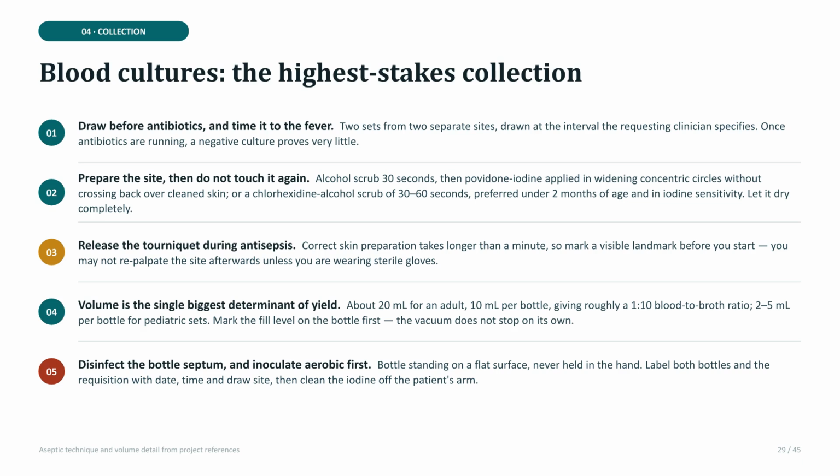Blood cultures are high stakes. Strict aseptic technique is your only defense against contamination. Remember that volume is the biggest determinant of culture yield, so prioritize accuracy in your draw process.